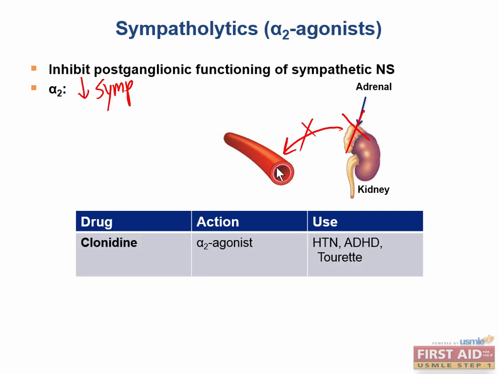Clonidine is primarily a psychiatric drug used to treat ADHD and Tourette syndrome. It can also be used to treat high blood pressure, especially in patients with renal disease because it does not decrease renal blood flow. However, clonidine is not going to be a first-line antihypertensive agent. A clonidine overdose can present with bradycardia, hypotension, respiratory depression, CNS depression, and miosis.